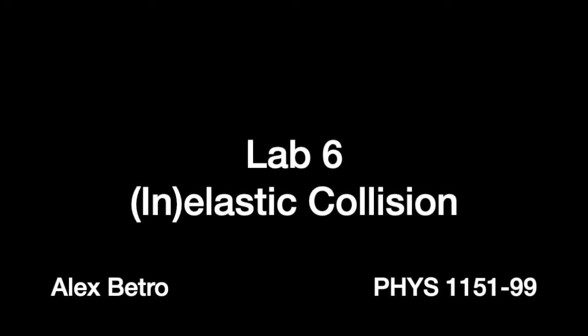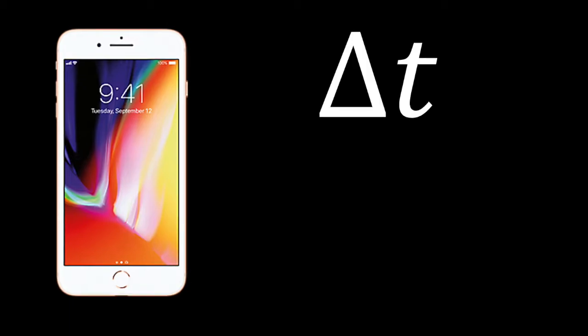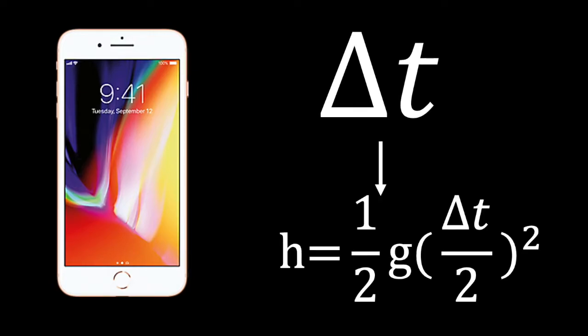Using a phone's microphone, you can find the initial height of an object being dropped using the times in between each bounce of the object. The phone measures the length of time between each bounce, recorded as delta t, and, neglecting air resistance, uses these delta t values in a modified free-fall equation known as h equals 1/2 times g times (delta t over 2) squared to find the heights after the first two bounces.